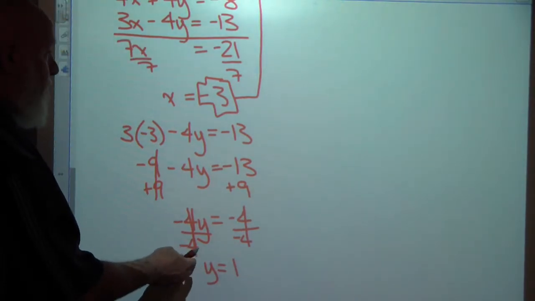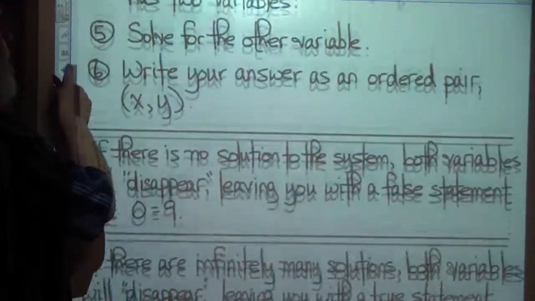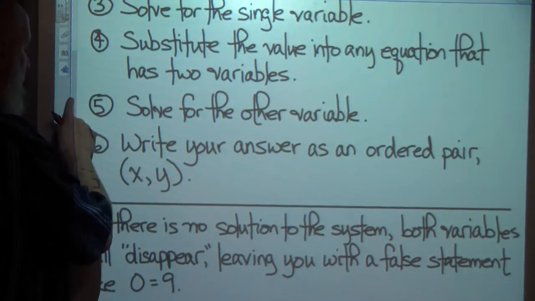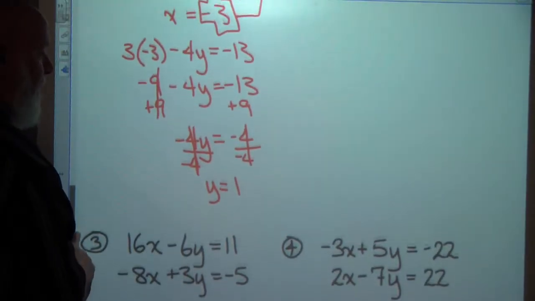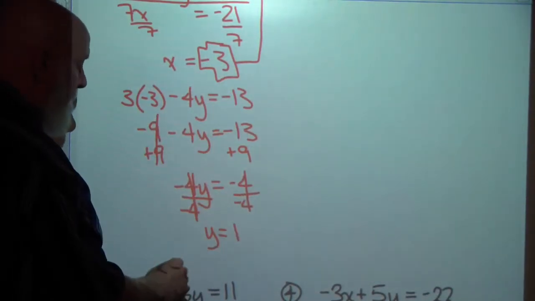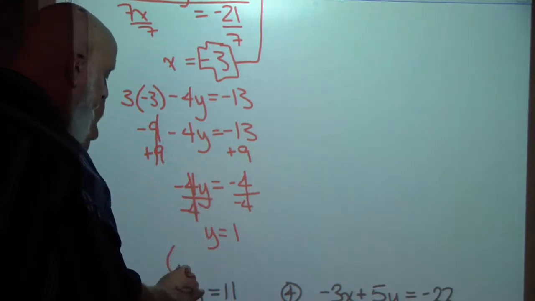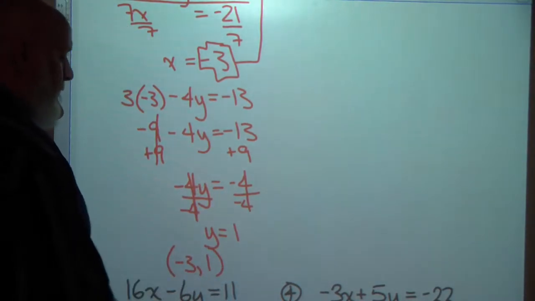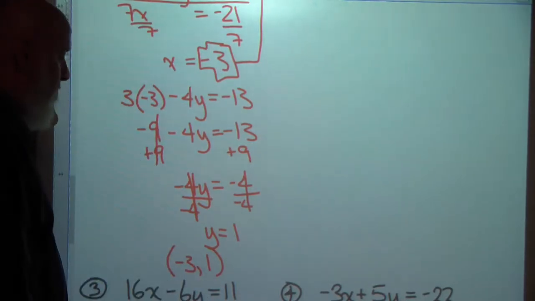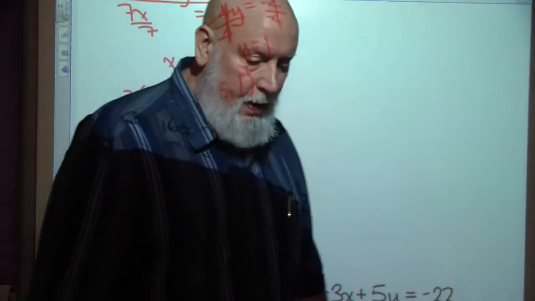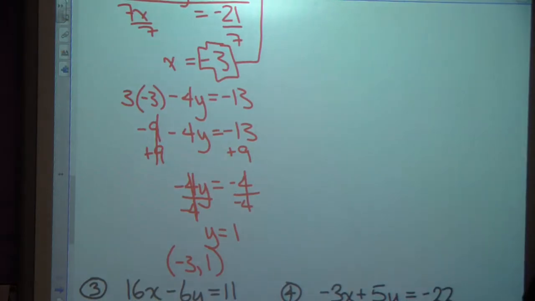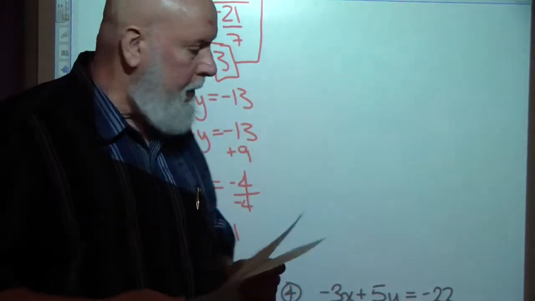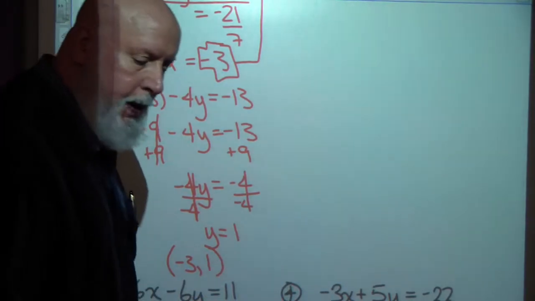Now I write my answer. I'm at the very last step that says write your answer as an xy ordered pair. Well, I found x and I found y, so I'm going to write my answer as negative 3, 1. And hopefully that's my solution and I haven't messed it up. I'll look for my answers and see. Negative 3, 1. Negative 3, 1, yay.